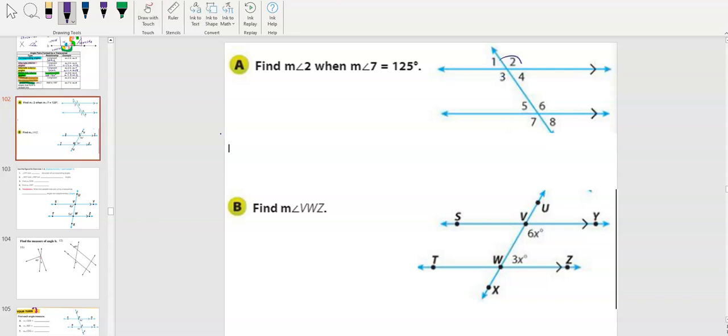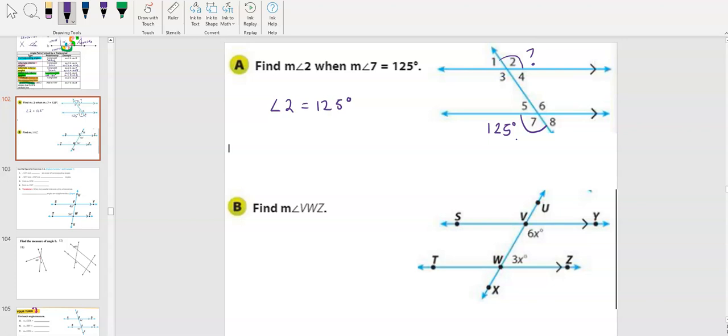So it says angle 2 and angle 7 have a relationship together. We know that angle 7 is 125 degrees. What is angle 2? Well, if you look at their placement and you look back at your notes, these are alternate exterior angles, which means they are congruent. So angle 2 is also 125 degrees.